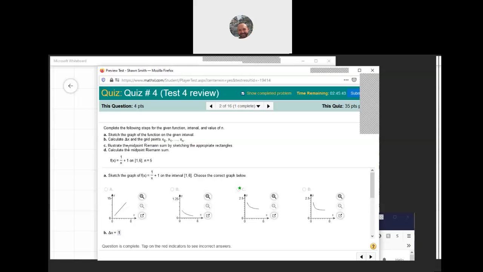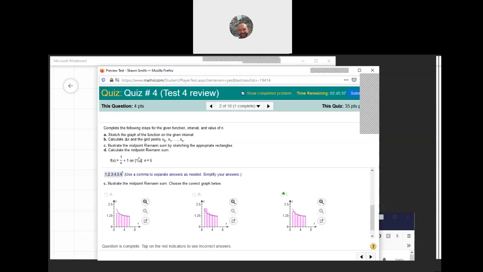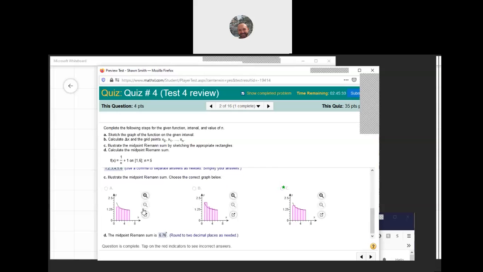All right, illustrate the midpoint Riemann sum, and then calculate it. So exactly what I just did. Use the midpoints of each one of your intervals. That's going to be evaluated into the function to determine the height of the rectangle. And then you have your length times width for each one of those rectangles and add them up.